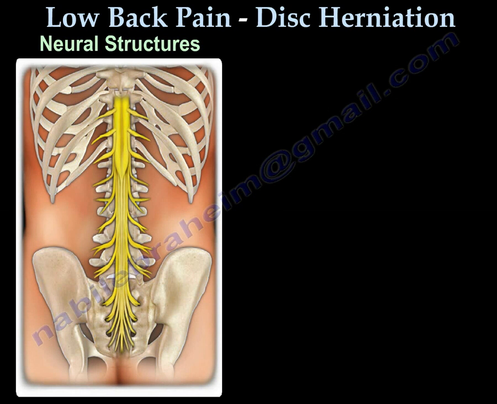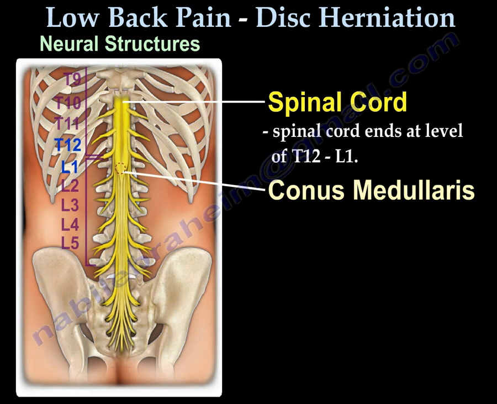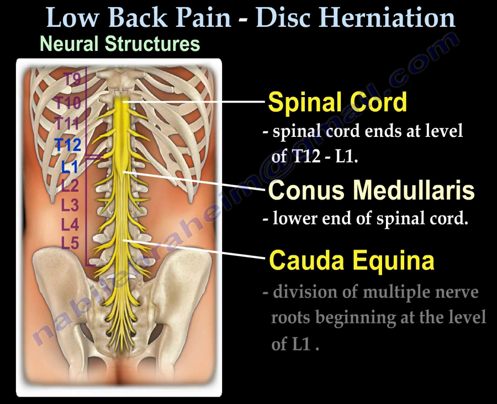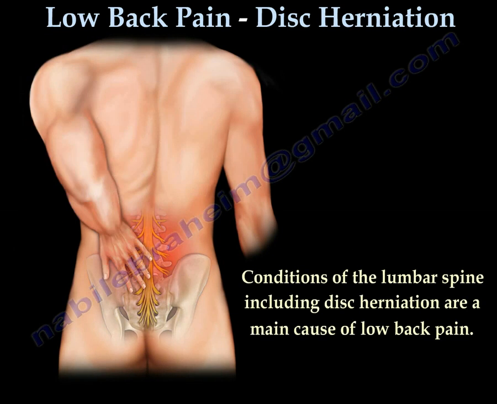Among the neural structures, you find the spinal cord, which ends at the level of T12-L1, the conus medullaris, which is the end of the spinal cord, and the cauda equina, which is a lot of nerve roots, usually beginning at the level of L1. Different conditions of the lumbar spine, including disc herniation, are the main cause of low back pain.